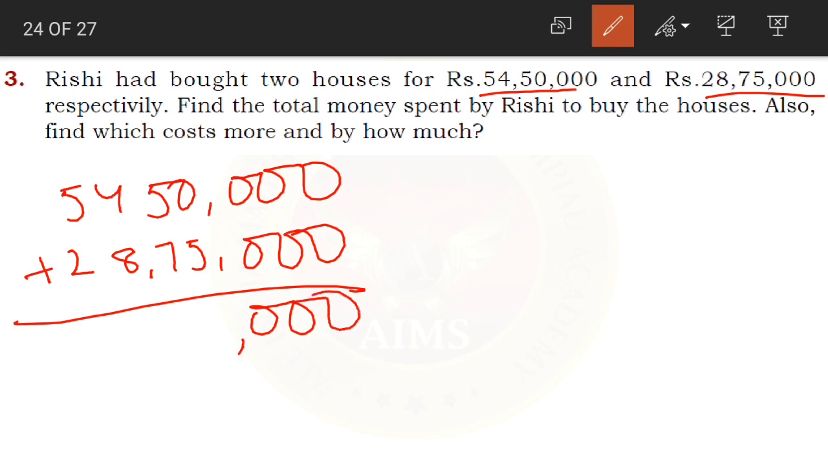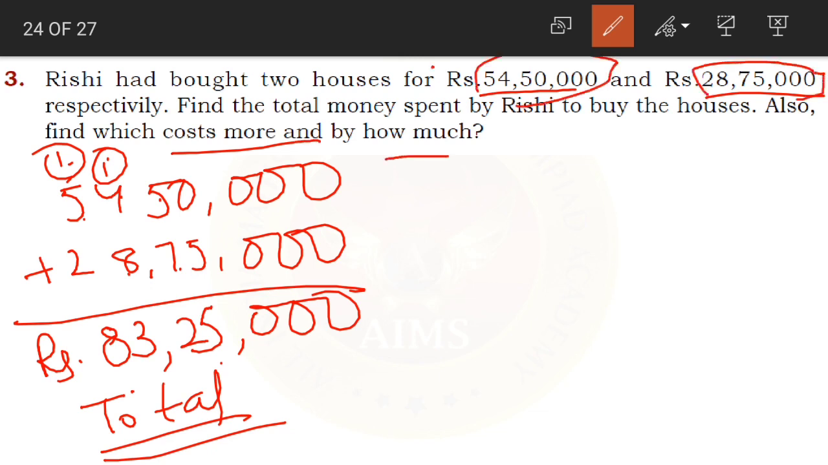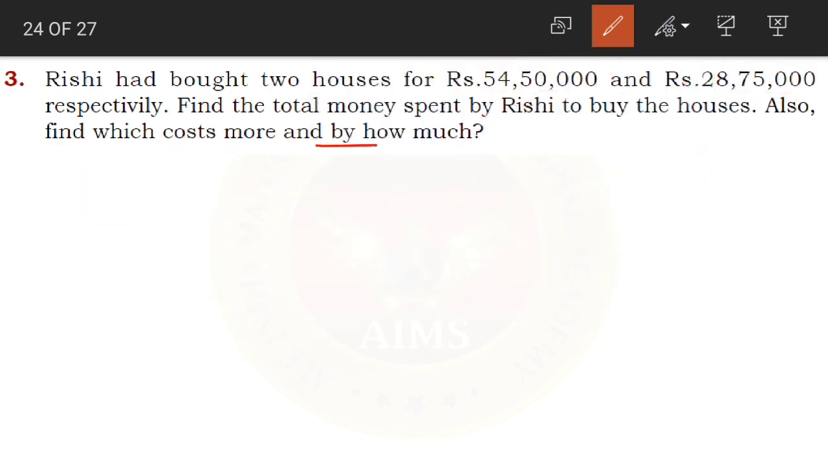All 0 plus zeros become 0. 0 plus 5, 5. 5 plus 7, 12, 1 carried. 1 plus 4, 5. 5 plus 8, 13, 1 carried. 1 plus 5, 6. 6 plus 2, 8. 83 lakhs 25,000 rupees. What is this? This is our total cost. Now what do we need to find out? Which house costs more? Now if you compare these two houses, which house costs more, children? House 1. Yes. See, we have 5 in the 10 lakhs place and 2 in the 10 lakhs place. 5 is greater than 2. So 54 lakh 50,000 is greater than 28 lakh 75,000.